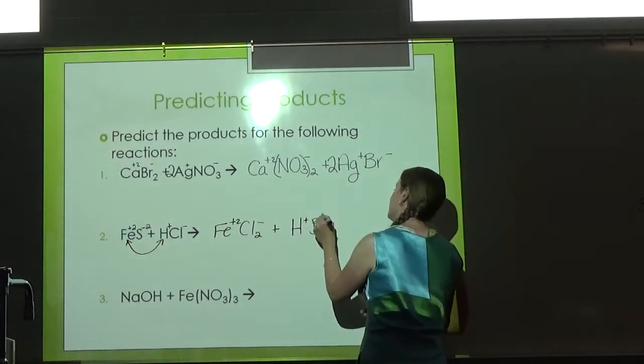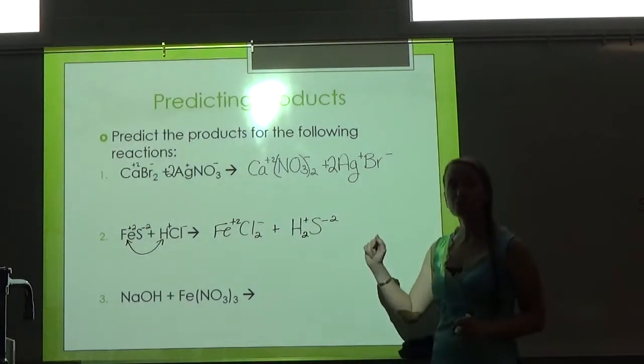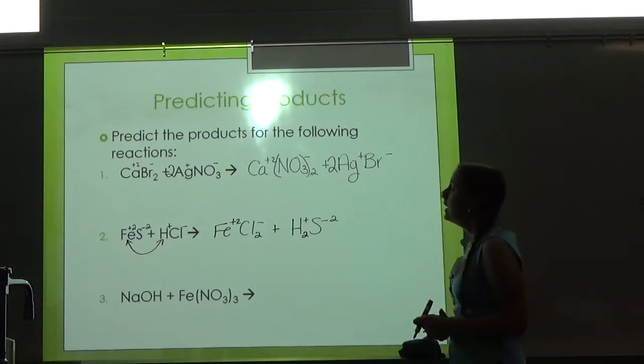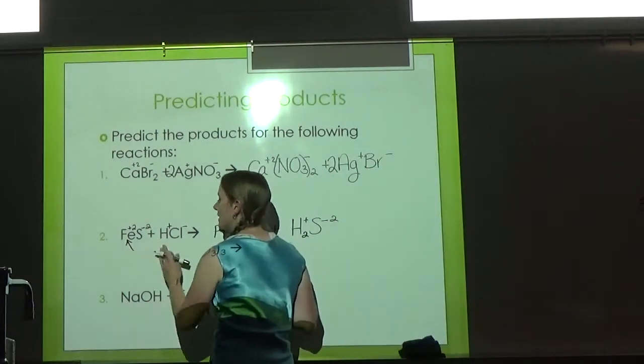So H positive, S negative 2, so I cross that 2 down. And so if you're having trouble figuring out how to balance charges, you need to go back to chapter 7. Alright, so last step is, well, where did this extra H and Cl come from? I just need to balance it.